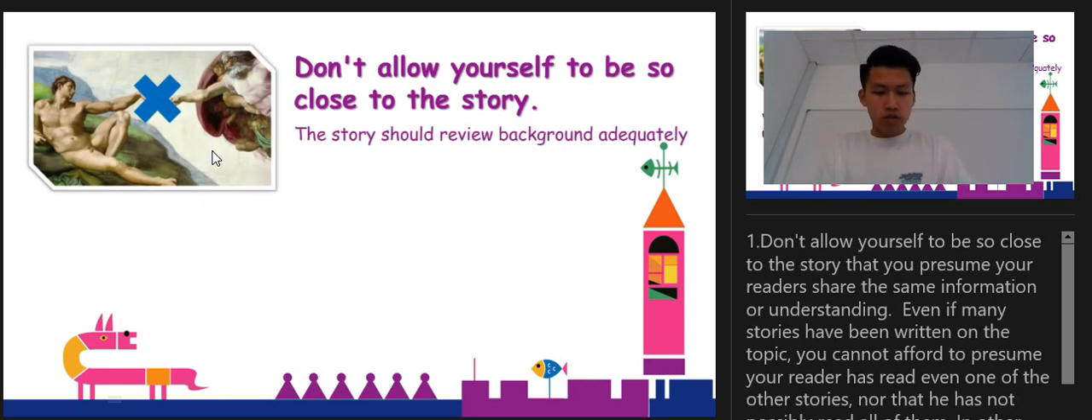Next, don't allow yourself to be so close to the story that you presume your readers share the same information or understanding. Even if many stories have been written on the topic, you cannot afford to presume your reader has read even one of the other stories, nor that he has possibly read all of them. In other words, the story should review background fully so that anyone would understand, but not repeat so much old news as to bore the more informed readers.